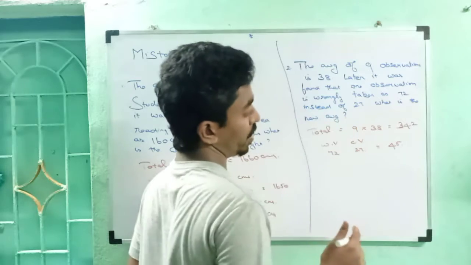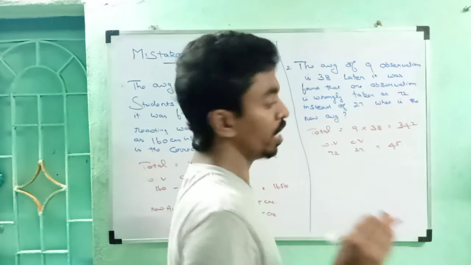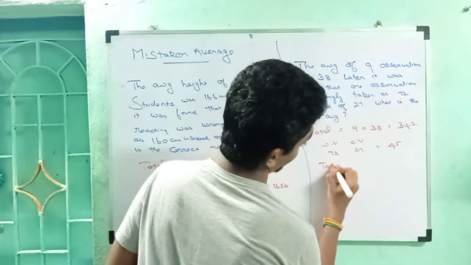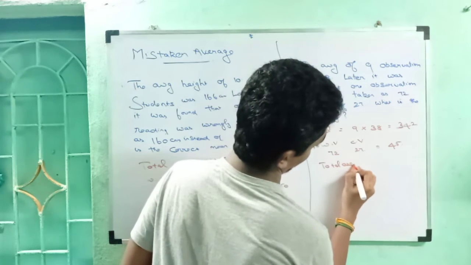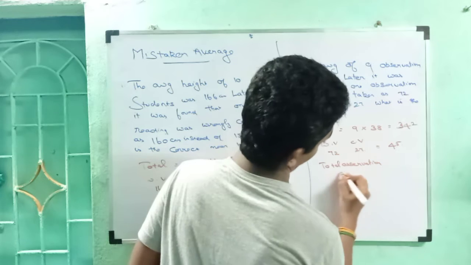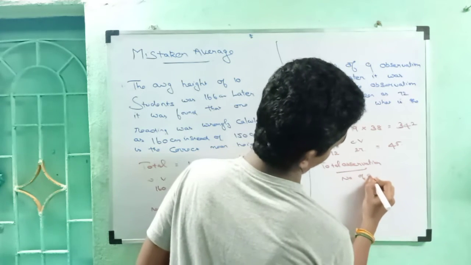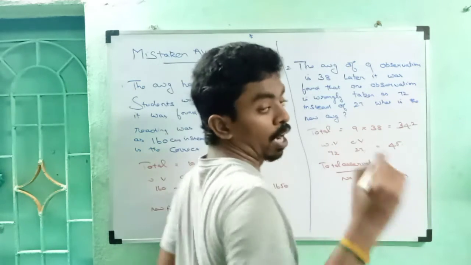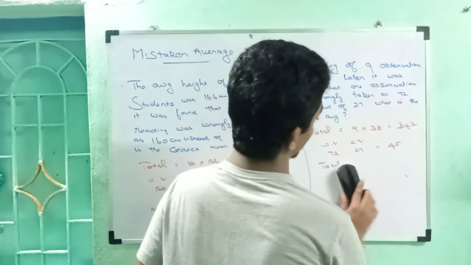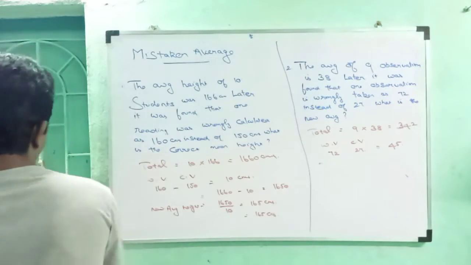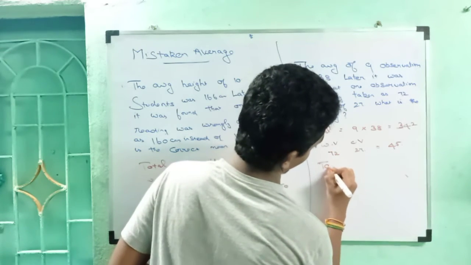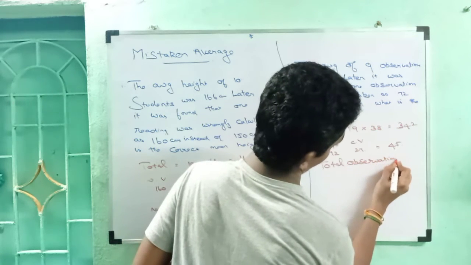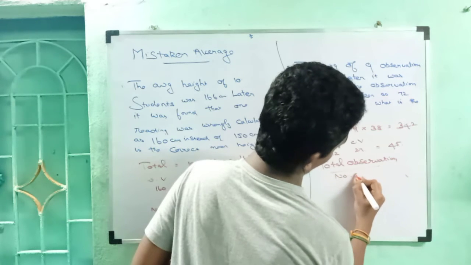So you have to find the new average. In order to find the new average, you have to divide the total observation by the number of observations to find the new average.